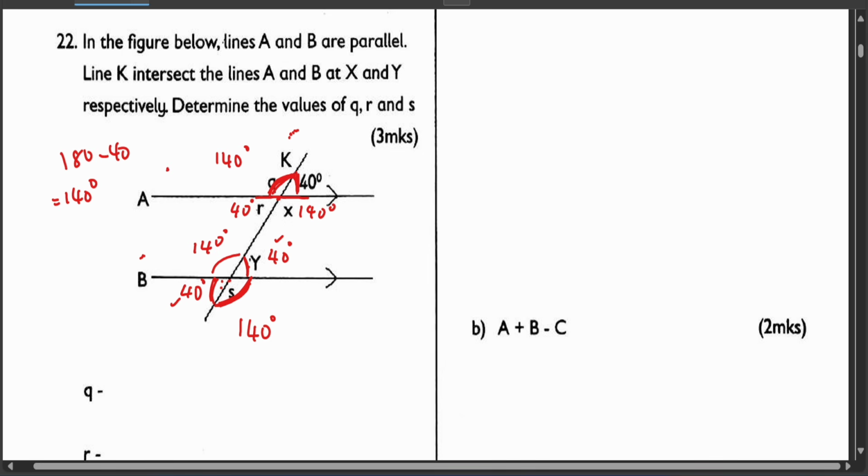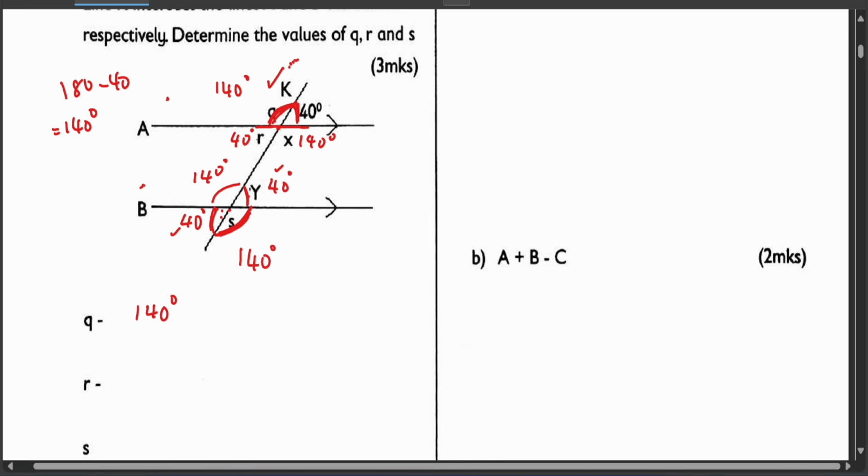So I think we've almost answered every question here. Angle Q, which is this one, is 140 degrees. Angle R is 40 degrees because of many reasons. Okay, here, angles in a straight line add up to 180 degrees.